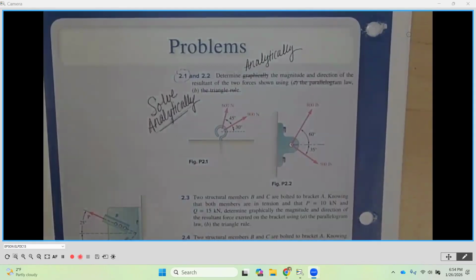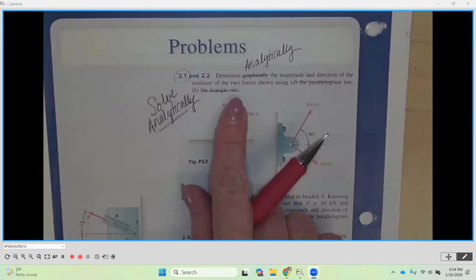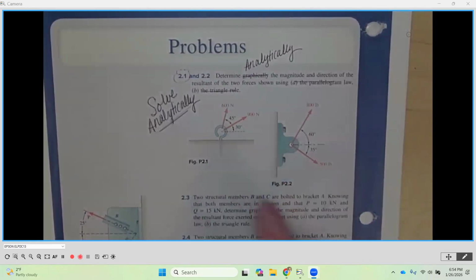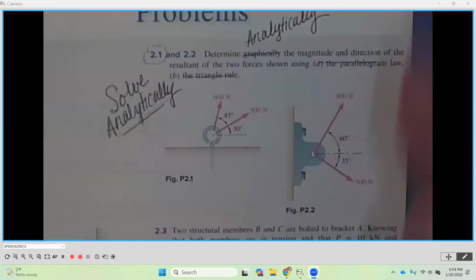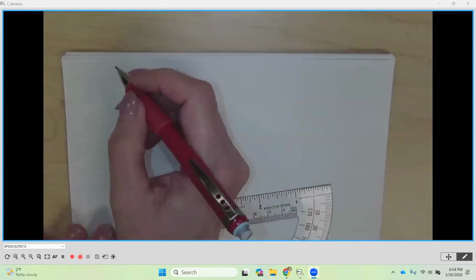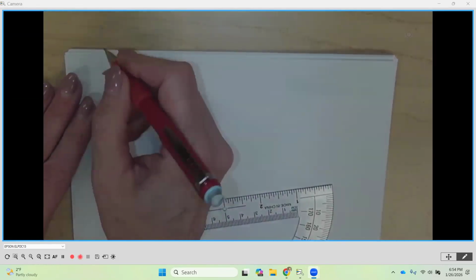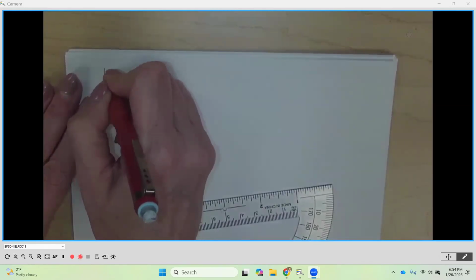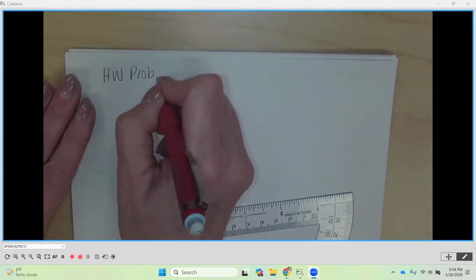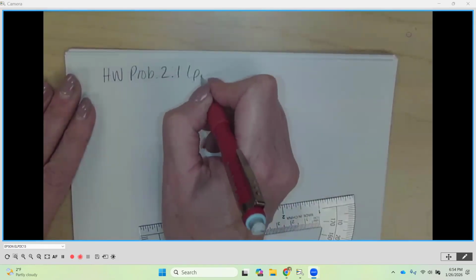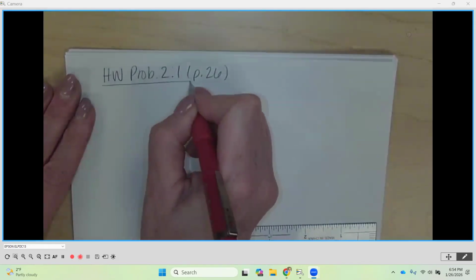And we are just going to do that. We aren't going to do the parallelogram method or the triangle method just because we're not doing it graphically. We're going to do it analytically, or by trig. So first we're going to draw our diagram based on the problem statement. Don't be shy about the size. I encourage you to go bigger than you think, because by the time you add labels and such, it gets super crowded. I'm going to call this homework problem 2.1, on page 26.